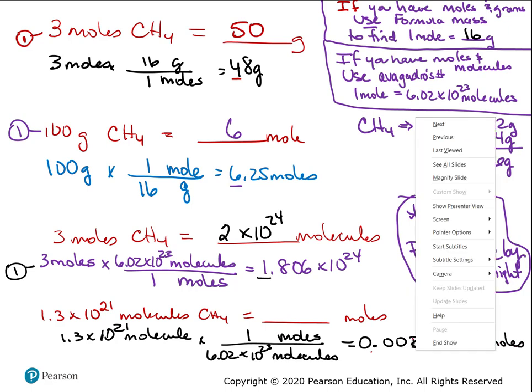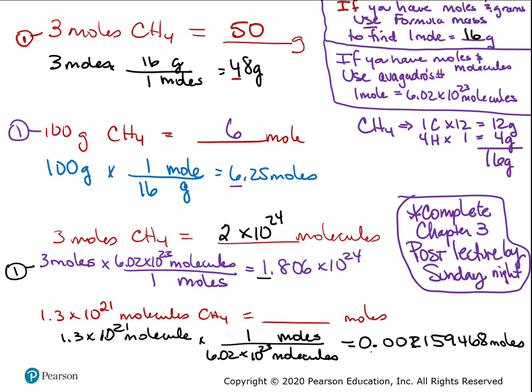And I got 0.00215946 8. Anybody not get that? If you didn't get that, it's just because of the way you put it in your calculator. So you got to practice. If you divide exponents, you got to make sure that you know how to put it in your calculator.